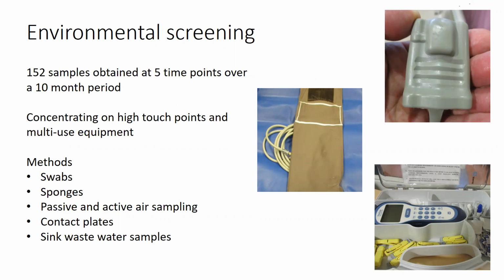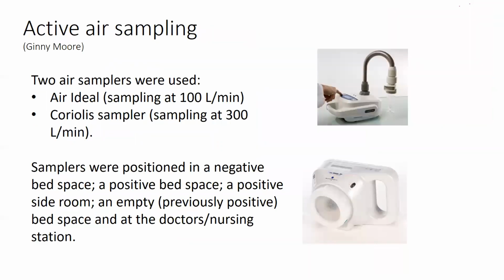But we went for things like pulse oximeters, blood pressure cuffs, equipment that came to the bedside, bed rails, computers, the environment around, and even at one point taking apart the ventilation system, to see whether there was a problem there. And also a bit of work with active air sampling as well. And because of work showing that CPE transmission may involve wastewater, we also looked in our sinks, but didn't find it there. So air sampling, a couple of pictures of air samplers there.